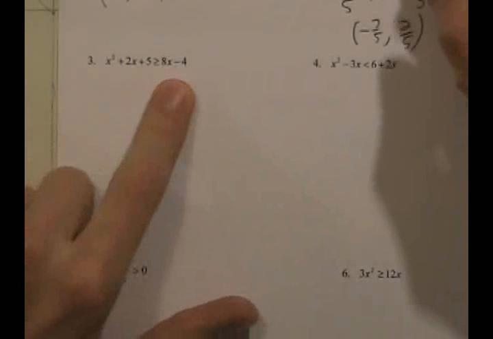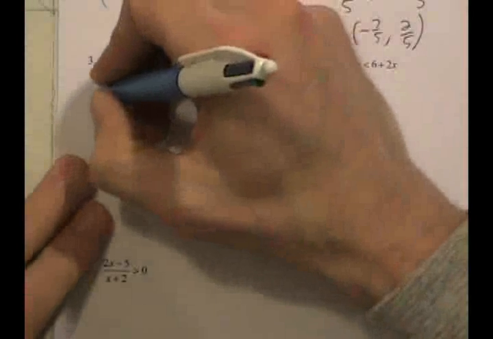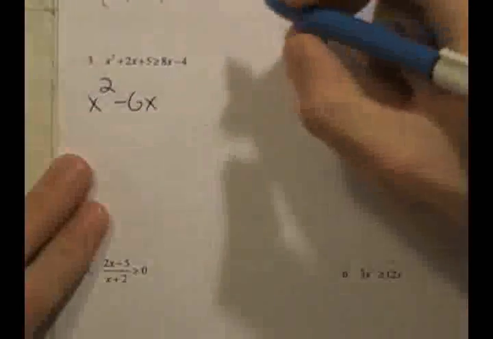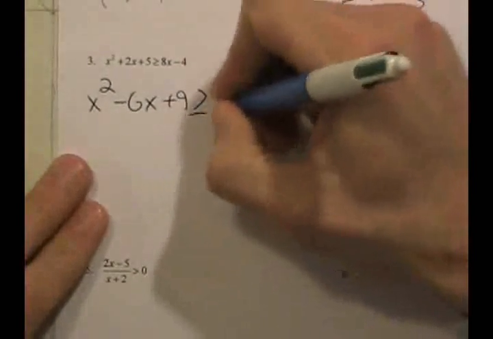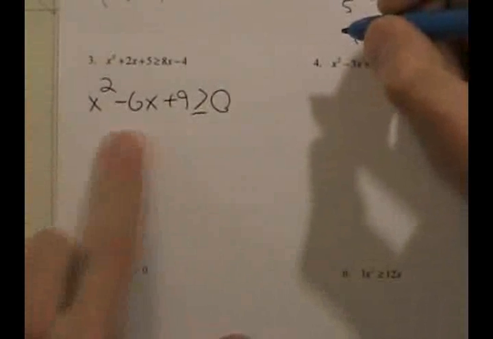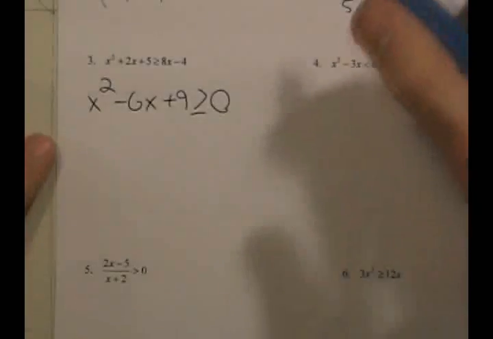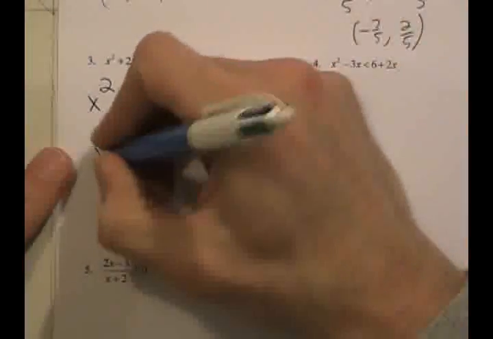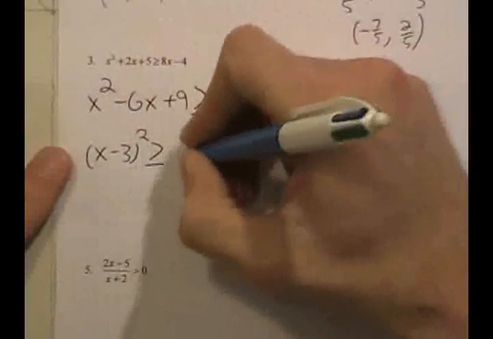We just need to bring the 8x minus 4 over to the other side, and that'll give us x squared, 2x minus 8x is minus 6x, 5 plus 4 is plus 9, greater than or equal to 0. And then we try to factor this or find the zeros, so we can plot it on a number line and maybe pick some test points and figure out the answers. But this factors into x minus 3 quantity squared is greater than or equal to 0.